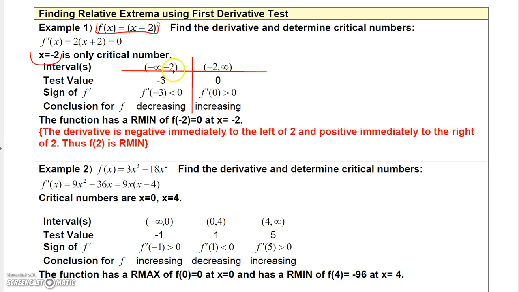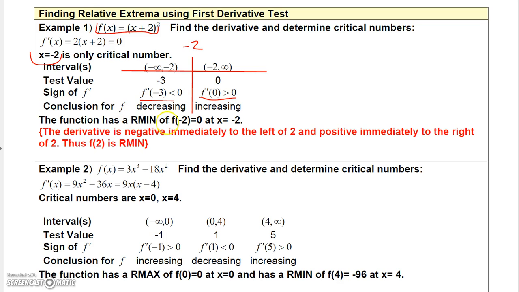Okay, so then I look at what's happening to the left of this critical number. This vertical line represents negative 2. So let's look directly to the left of negative 2. I'm going to test negative 3. At negative 3, the derivative is negative. Now let's look directly to the right of negative 2. I'll test 0. If I plug 0 in, I get a positive number, so the derivative is positive. Since the derivative is negative to the left of negative 2 and positive to the right of negative 2, that means I get a relative minimum at negative 2.